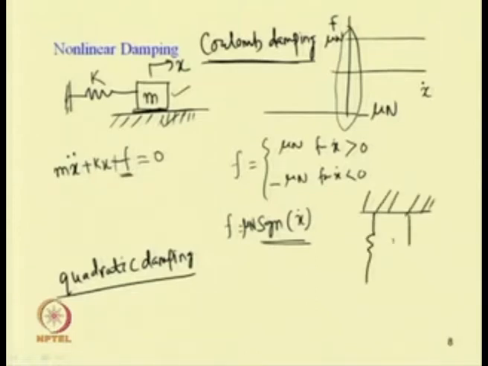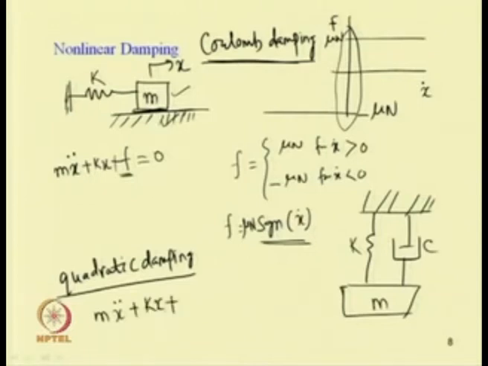Here we have a nonlinear damping term. So, this is mass m, this is the spring, and this is the damper. If this damper is nonlinear, then we can write this quadratic damping in this form: the equation can be written as m x double dot plus k x plus c x dot into mod x dot equal to 0. So, this x dot into mod x dot is the quadratic damping present in the system.